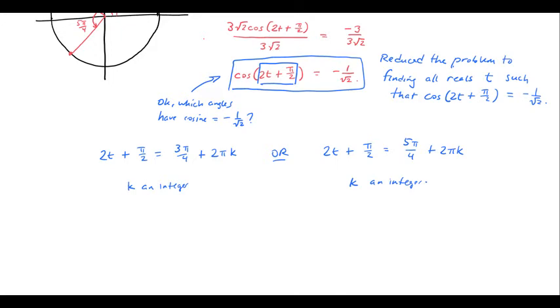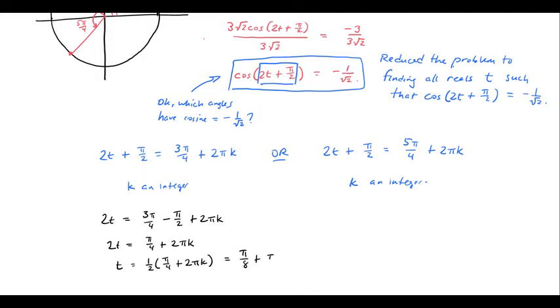On the left equation, if this left one is true, then I get 2t equal to 3 pi over 4 minus pi over 2 plus 2 pi times some integer. So let's simplify that a bit. 2t is equal to, let's see, that's 3/4 of pi minus 1/2 of pi. That is 1/4 of pi. That's pi over 4 plus 2 pi k. And then t is going to equal half of that. Half of pi over 4 plus 2 pi k is pi over 8 plus half of 2 pi k, which is just pi times k. So that's one possibility there.